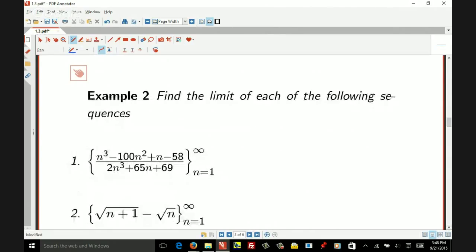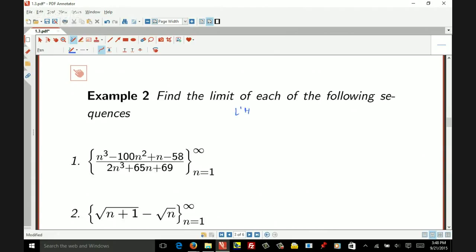Find the limit of each of these sequences. They did this after their theorems. You have n cubed minus 100 n squared plus n minus 58 in the numerator, and 2n cubed plus 65n plus 69 in the denominator. In calculus, what would you have done to find this limit? L'Hopital's rule or long division, you can do either way.